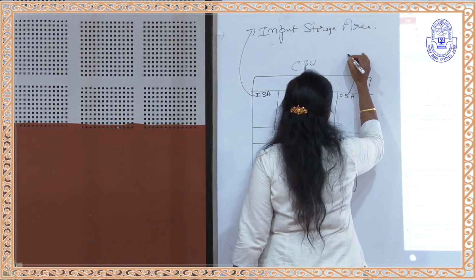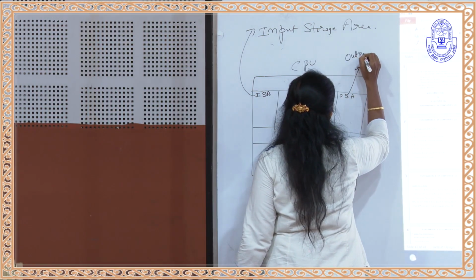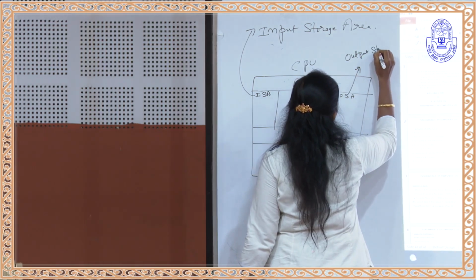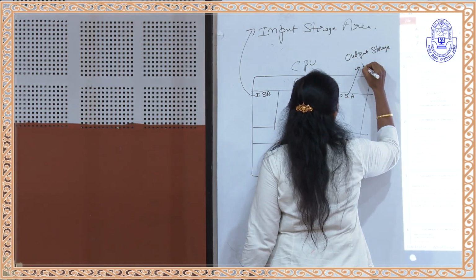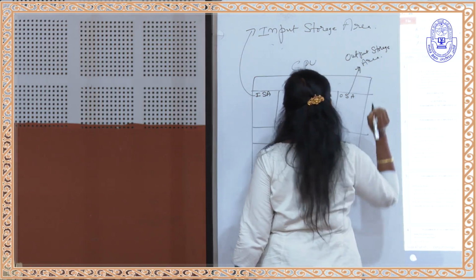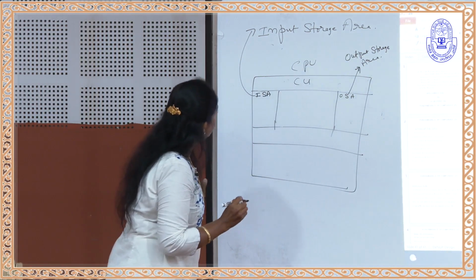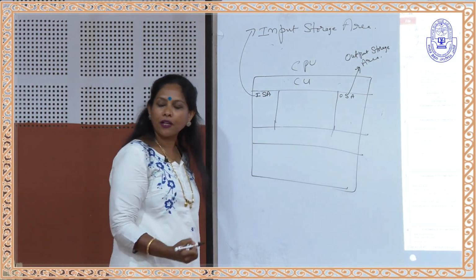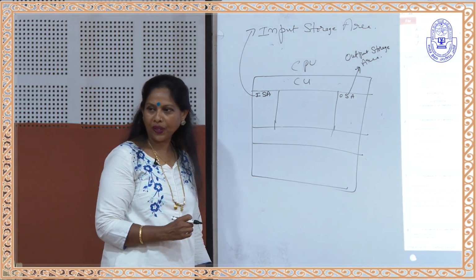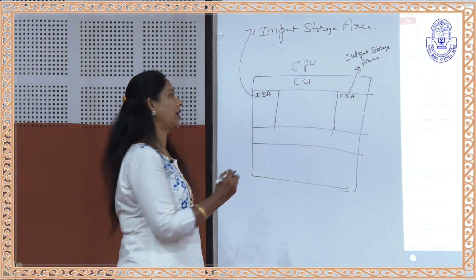OSA means output storage area. Can anyone tell me what this space is? Program storage area.